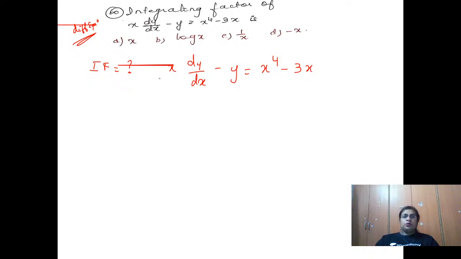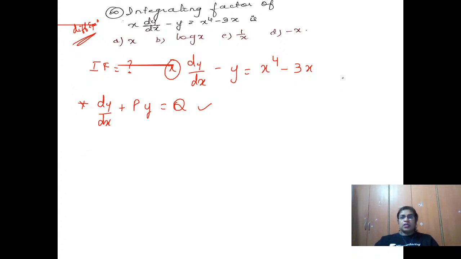Now, what I have to do first here is to see the standard form. The standard form should be dy by dx plus p into y is equal to q. So this should be in this form, but I can see it is not in that form. What is extra you can find? x is extra. So how to get rid of that x? Divide throughout by x.